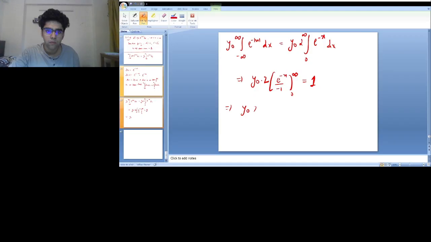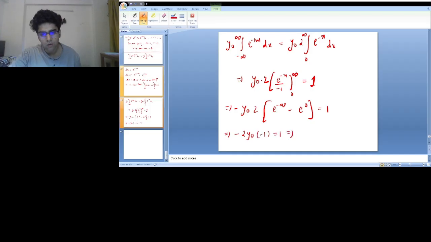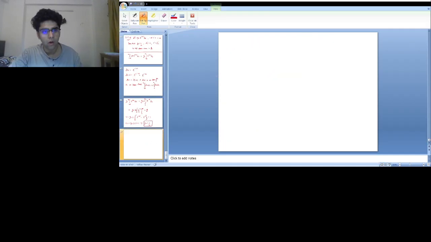Taking the negative sign outside, this gives me minus infinity, e to the power minus infinity is 0, minus e to the power 0, which is equal to 1. So this gives me minus 2 y0, this is 0, this is minus 1, the minus 1 is equal to 1, which implies that this negative becomes positive, y0 is equal to half. Right. So now y0 is equal to half.